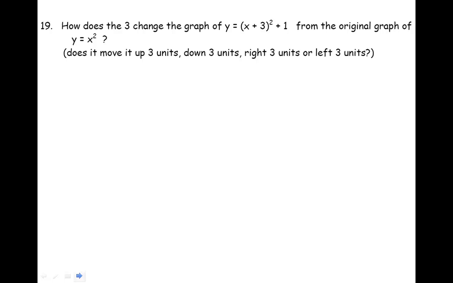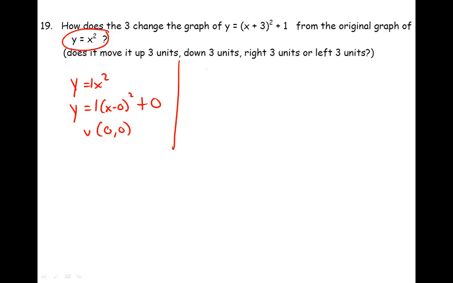Number 19, how does the 3 change the graph of y is equal to x plus 3 squared plus 1 from the original graph, y is equal to x squared? So the original graph is where we started, y equals x squared. What we need to recognize is that this is vertex form. It is x minus 0 squared plus 0. Those are equivalent. The a value is 1. There is a 1 in front of the x squared. So our original vertex of our first equation is 0, 0.